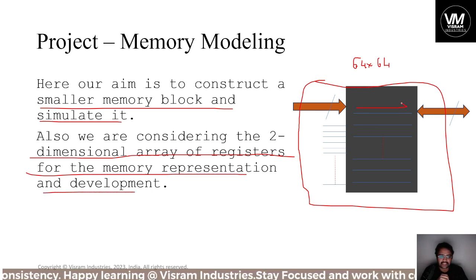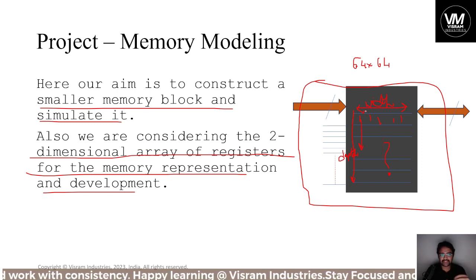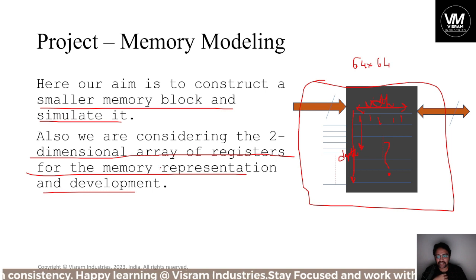Two-dimensional is nothing but the width of the register and the depth, the number of registers. So how many bits it has and how many registers it has. That is nothing but a two-dimensional array of registers, which is nothing but memory design. That is the matrix of the memory design.